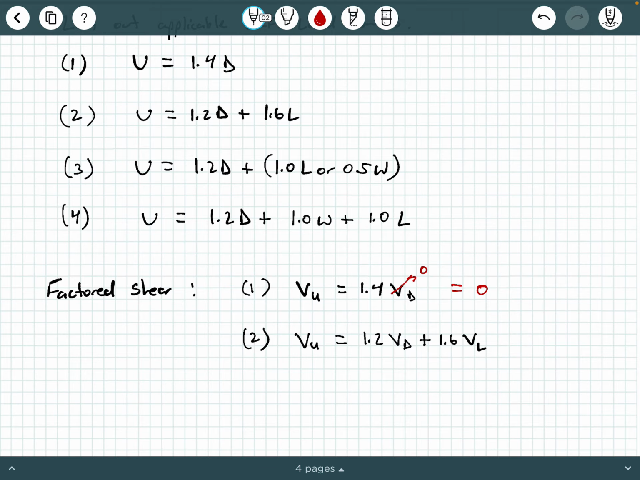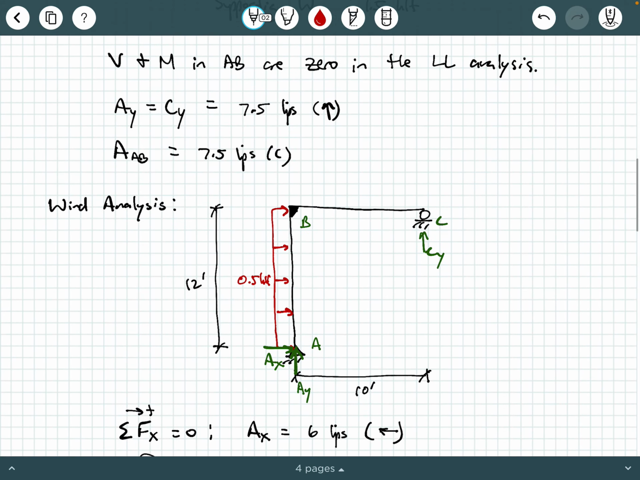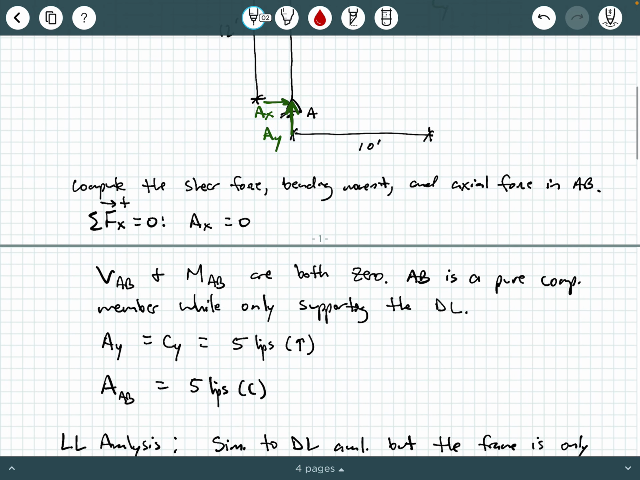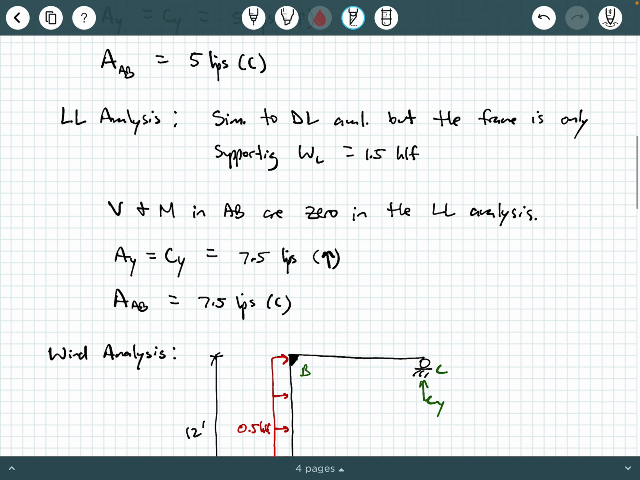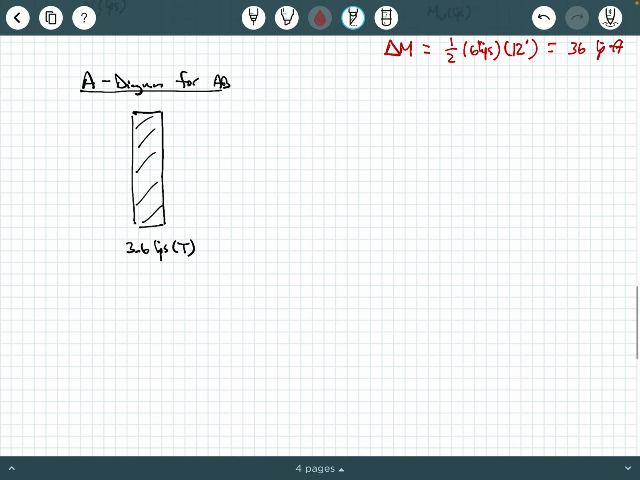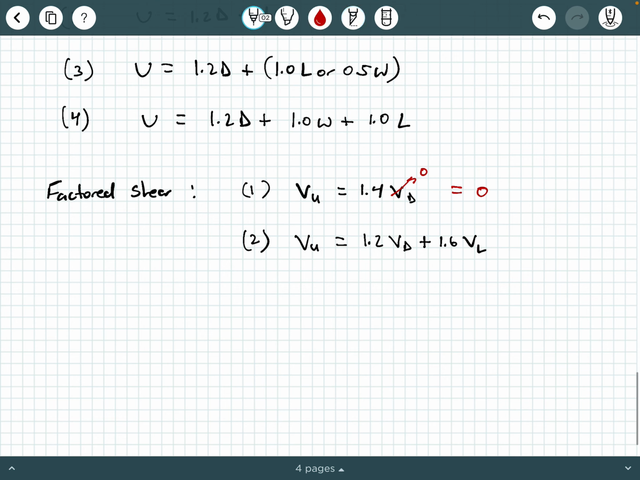Well, again, from our dead load and live load analyses, we can scroll back up and remind ourselves what that was. In our dead load analysis, we said the shear force and axial force in AB is what we're looking at, and they're both 0. And then in our live load analysis, same thing, shear and moment in AB are 0. So when we enter into this load combination, both of these come out to be 0 and 0, and so this load combo gives you 0.